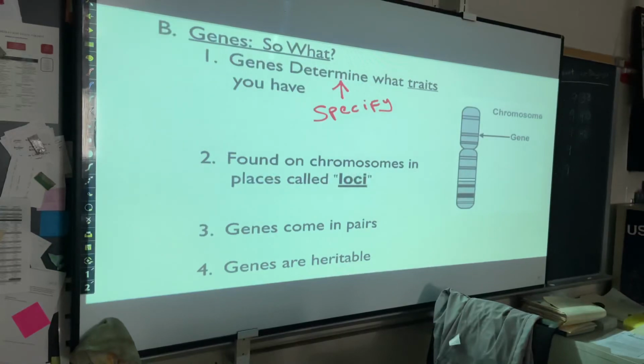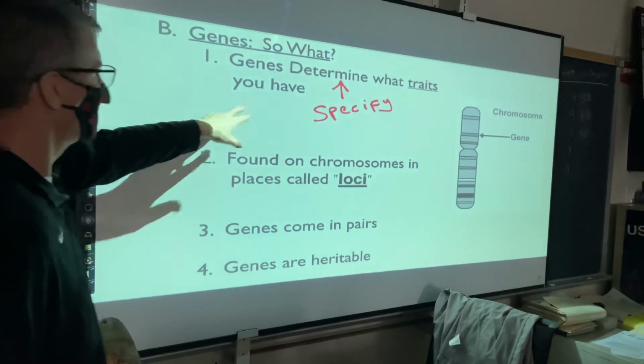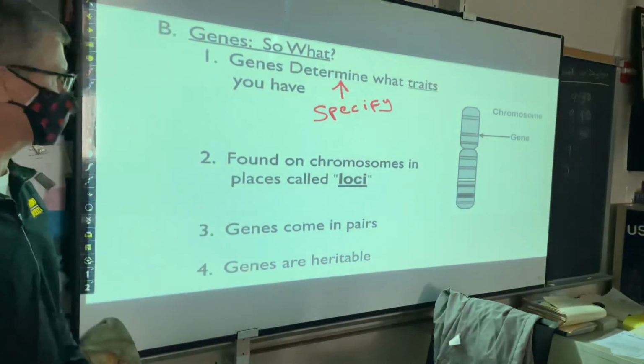Now, so what? These genes carry the information that gives you the trait. So like you have freckles, you don't have freckles. Can you bend your thumb like this, or can you not? These genes are what, when they're turned on, go to work, and that trait is expressed. Okay? So they determine, or they specify, put that in there, they specify what traits you're going to have.